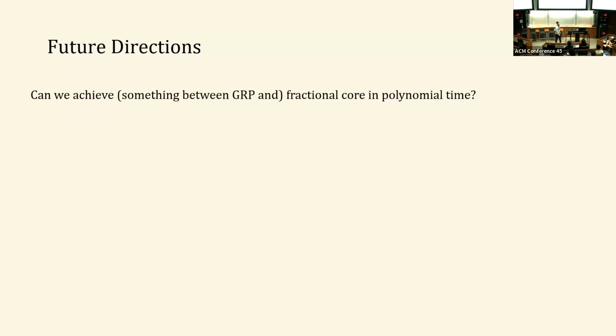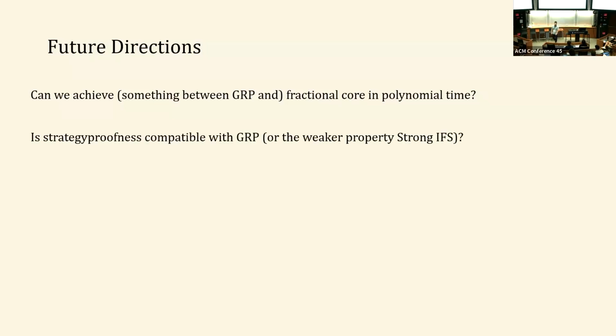Okay, some interesting questions left by our work. Obviously, can we do fractional core in polynomial time? Or if not, maybe something between GRP and fractional core, which would need to go somehow beyond the flow network interpretation. And is strategy proofness compatible with GRP was something we were not able to answer. It's not even known whether strong IFS is compatible with strategy proofness. And then plenty of best of both worlds compatibility questions remain as well, such as ex ante strategy proofness would be an interesting thing to consider as well.